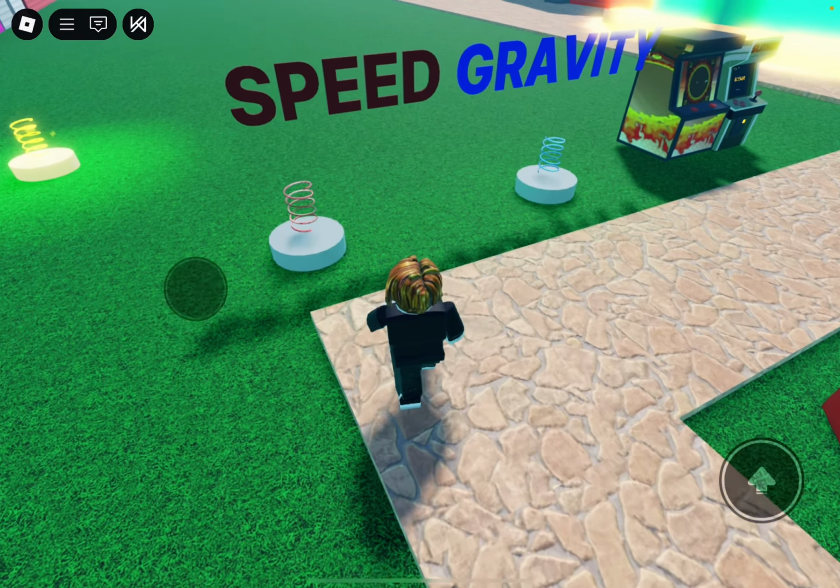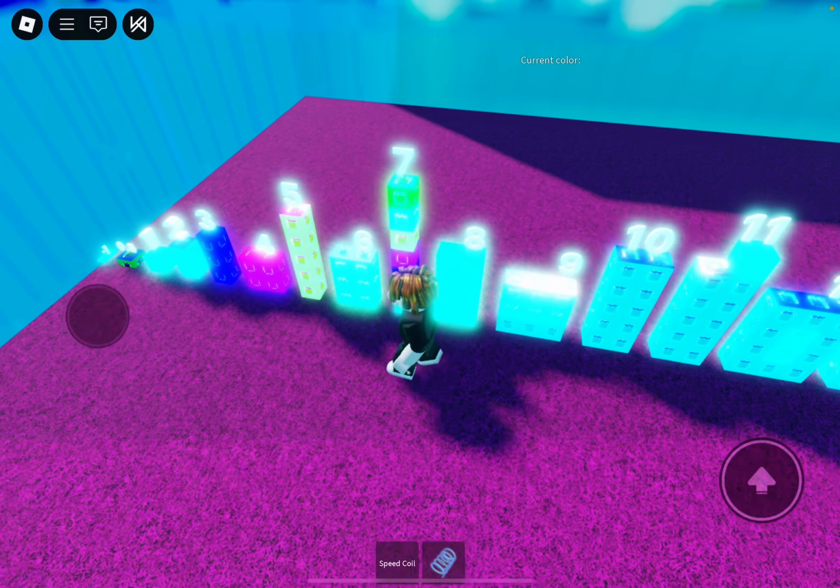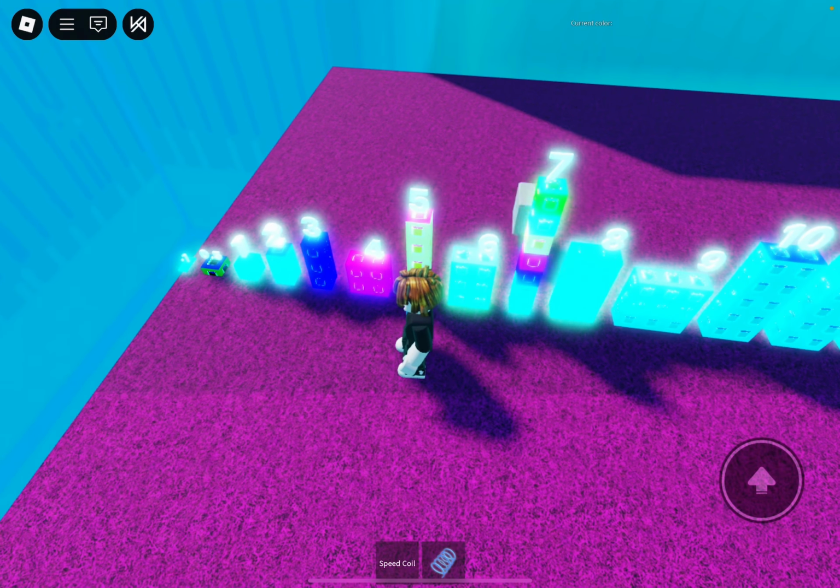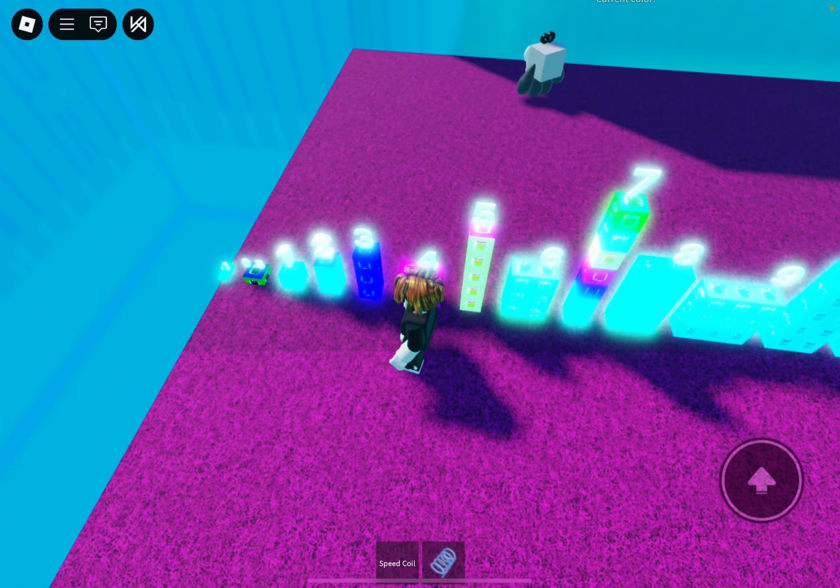Negative 100. Negative 90. Negative 80. Negative 70. Negative 60. Negative 50. Negative 40. Negative 30. Negative 25. Negative 20. Negative 19. Negative 18. Negative 17. Negative 16. Negative 15. Negative 14. Negative 13. Negative 12. Negative 11. Negative 10. Negative 9. Negative 8. Negative 7. Negative 6. Negative 5. Negative 4. Negative 3.